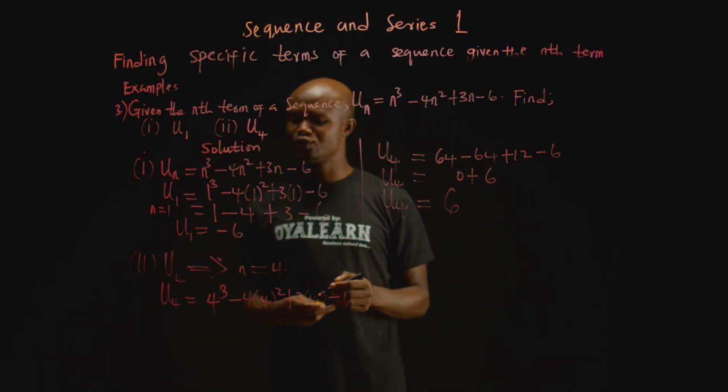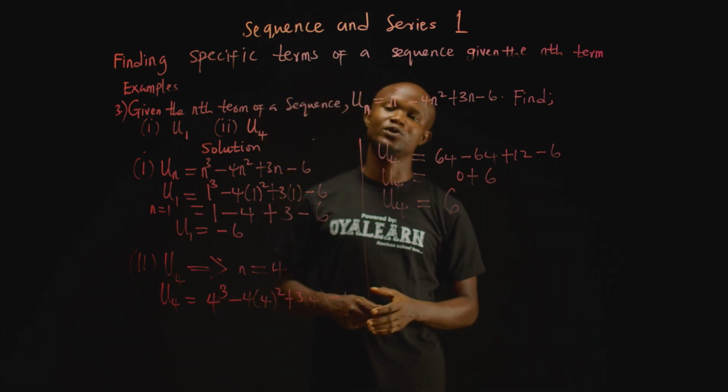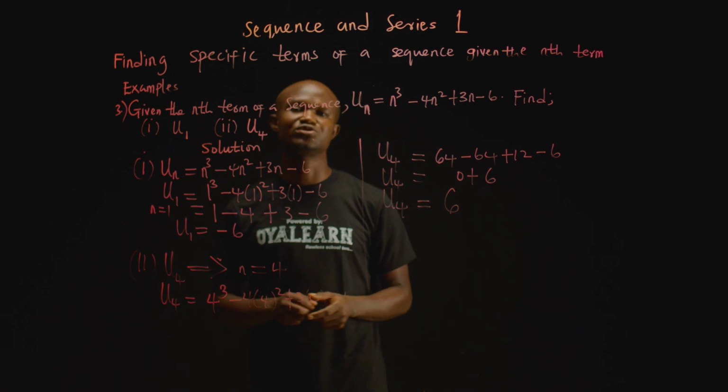Now, the value of u1 equals minus 6, and the value of u4 equals 6. That is the solution to the problem.